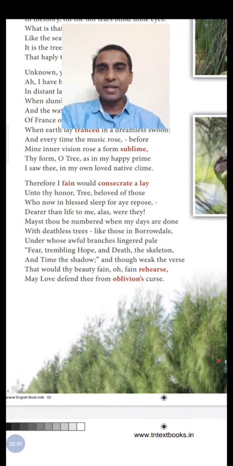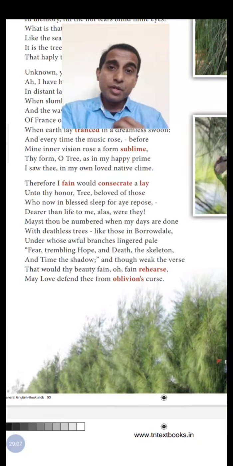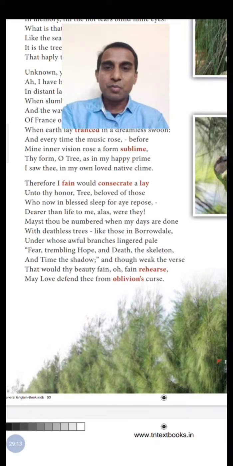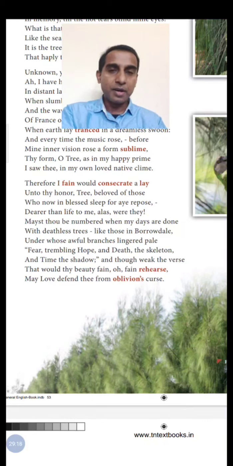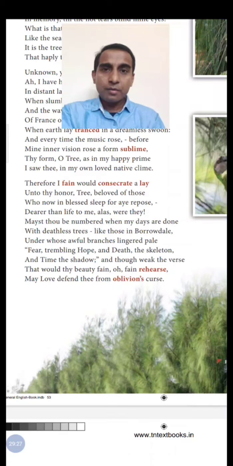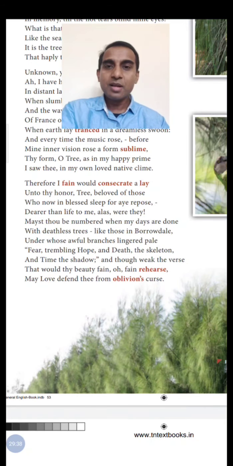She doesn't want that to happen to this tree because this tree has given her plenty of memories to be happy. Even though she was in a faraway land, that tree has given her fresh thoughts of her childhood memories. So that is the love she has for her tree, the Casuarina tree. Because she loves the tree, she wants it to escape from oblivion's curse. She knows that after a few years she may not be there, but she wants this tree to have immortal life. So that's what is told in the fifth stanza.